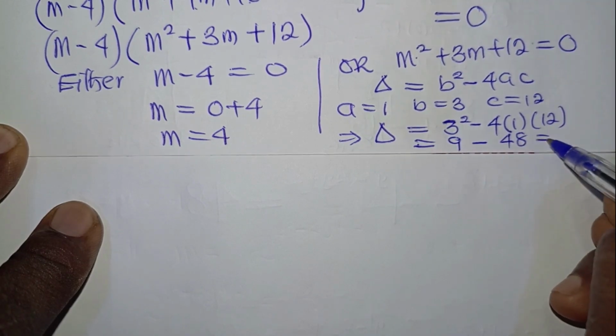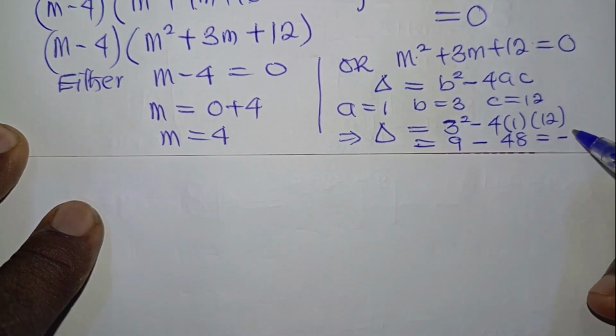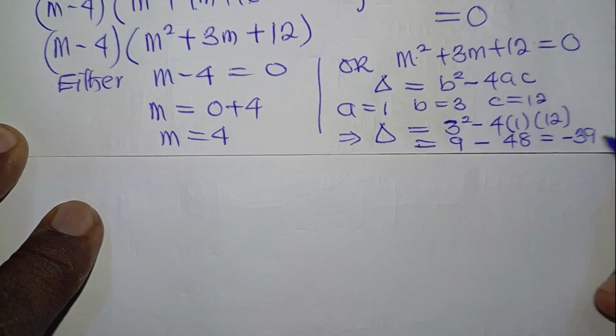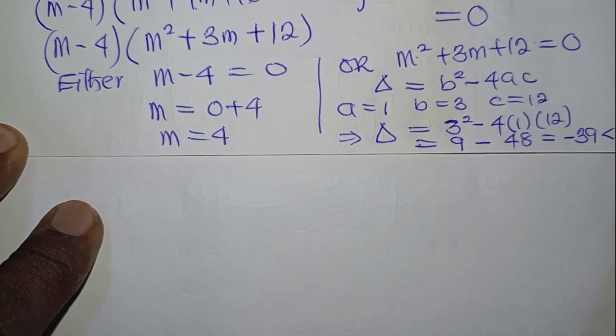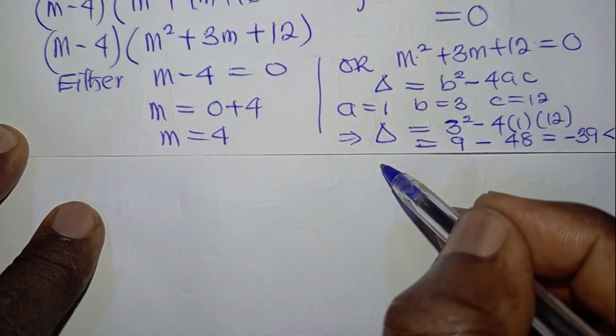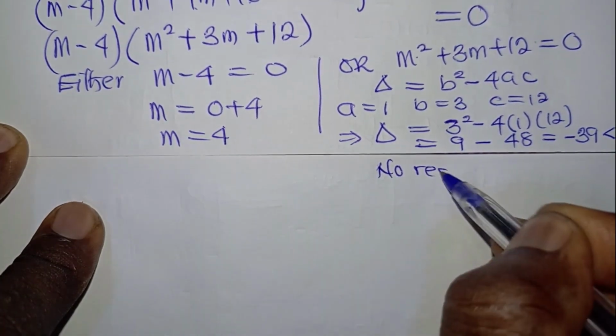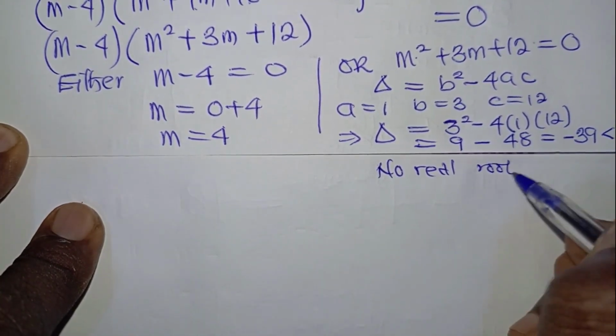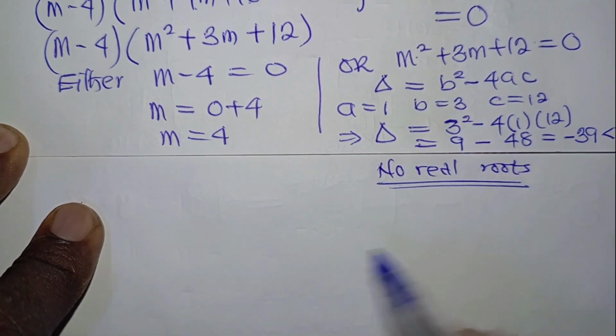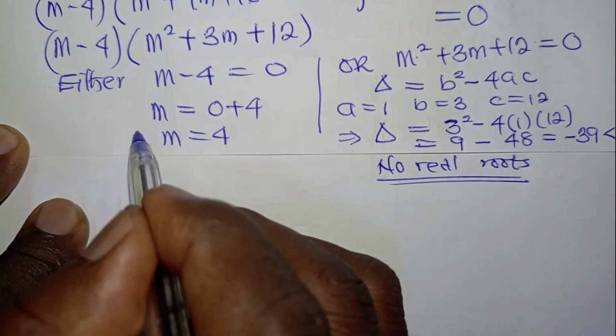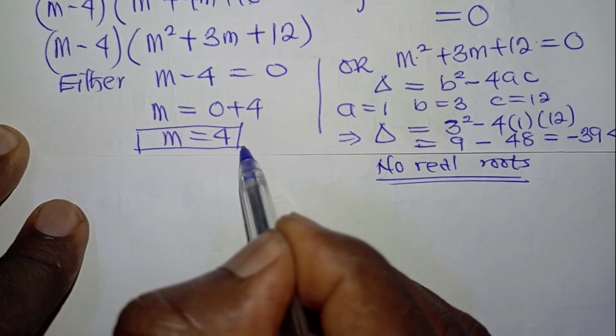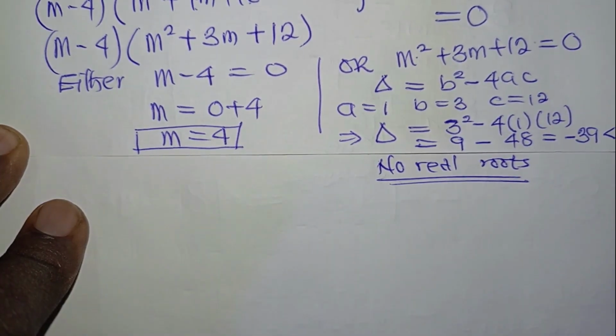So this will give equals to minus 39, which is less than 0. So we can say that we have no real roots. So it means that when we solve for this one, we cannot get real roots for that. So we conclude that our m is equal to 4 in this case.